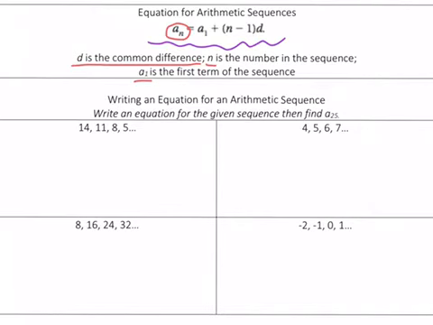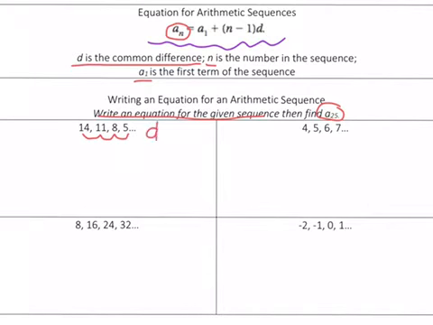Okay, so down below, we're going to write an equation for the given sequence, and then we're going to find a sub 25. So we're going to find the 25th number in that sequence. So first off, we do have to find out what the common difference is. So we have 14, 211, 28, 25.